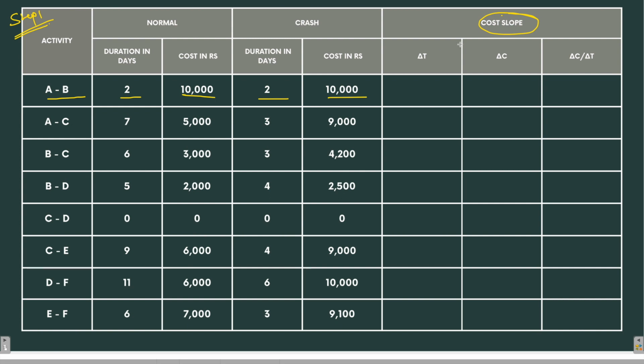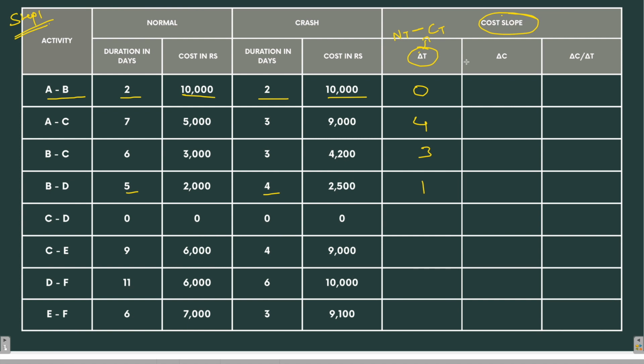For finding the cost slope, we have to find delta T. Delta T is the normal duration minus the crash duration. The crash duration is always less than the normal duration. So delta T is normal time minus crash time. Here, 2 minus 2 is 0. 7 minus 3 is 4. 6 minus 3 is 3. 5 minus 4 is 1. Like that, we'll complete the table of delta T.